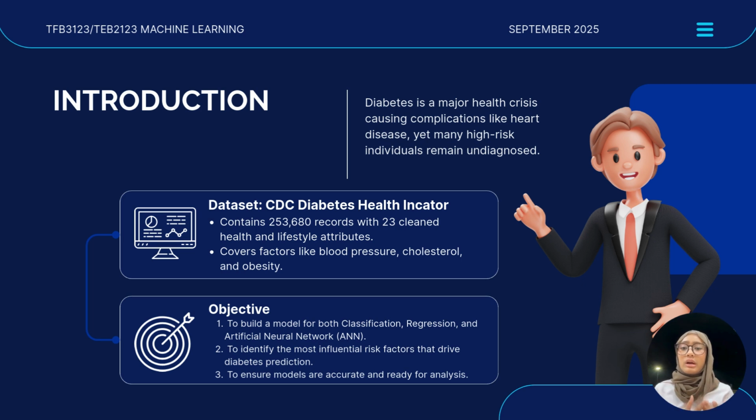So, in summary, our project has three main goals. First is to build models that fulfill classification, regression, and artificial neural network. Next is to identify the most influential risk factors that drive diabetes prediction. And lastly is to ensure models are accurate and ready for analysis. Our next speaker will now detail the methodology that was used in this project, which will explain how we prepared our data for these prediction tasks.